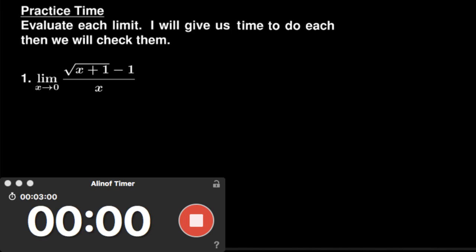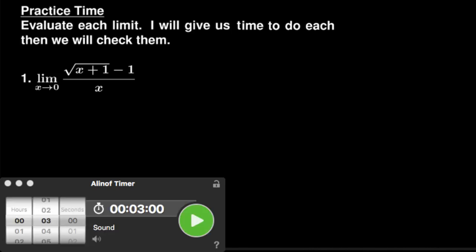Alright, so time is up. Let's look at this and go over it. So, what you should notice here is you have square roots. So which one should you always try? If you have square roots, you should always try conjugates, because that's probably going to be right. And actually, the reason for conjugates is for square roots. So let's do that.